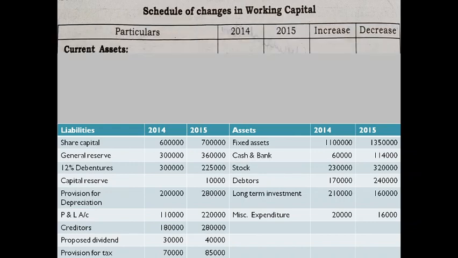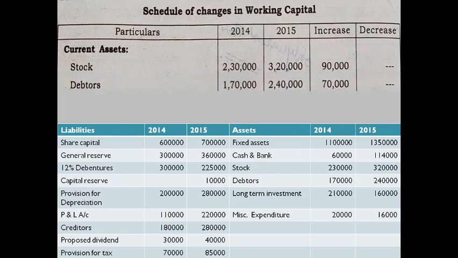Particulars, the year, corresponding years have to be recorded in the concerned columns, followed by increase or decrease. Increase means increase in working capital, decrease means decrease in working capital. Let us begin with current assets. There are no other further assets, only cash and bank, stock and debtors. First, let us begin with the stock. In the beginning, 2,30,000. By the end, 3,20,000. So there is an increase in the current assets of 90,000. That has to be shown in the appropriate column.